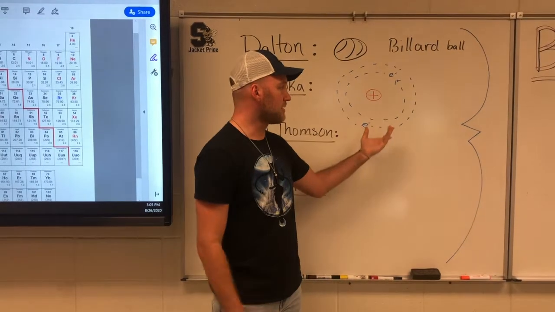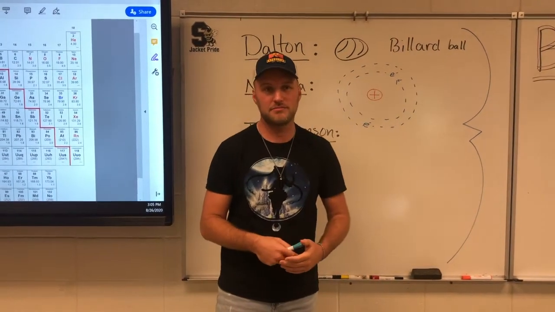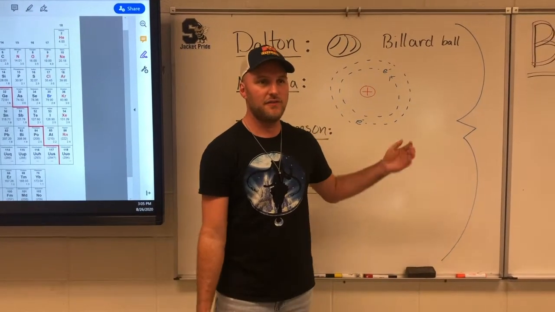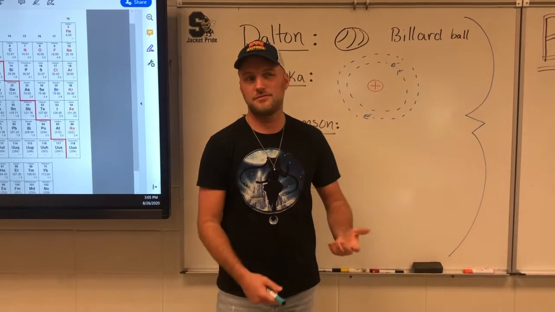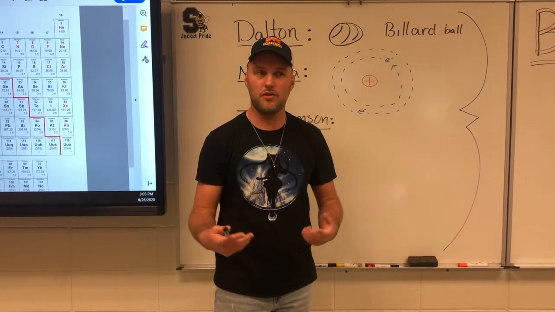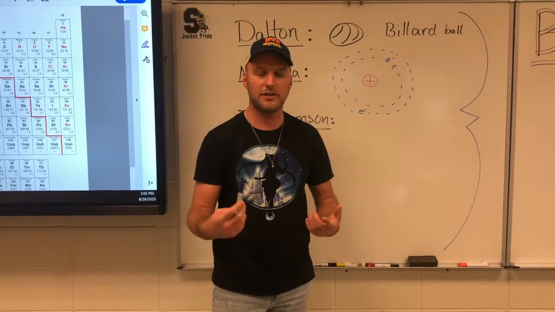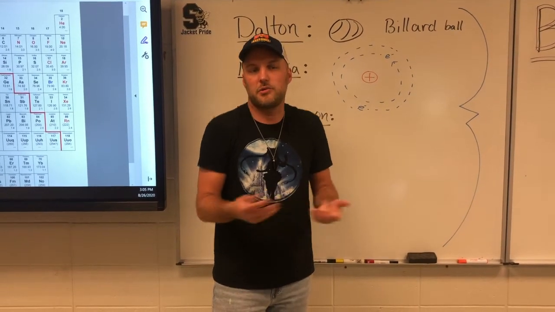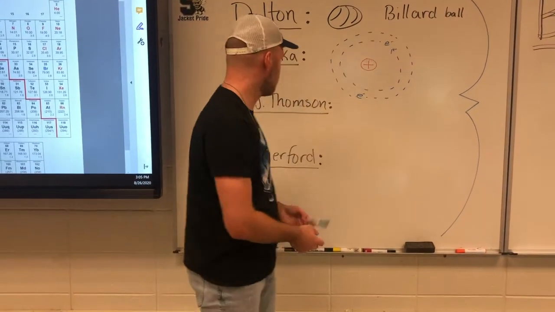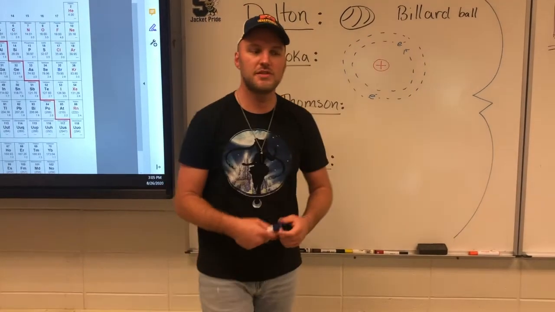So we know this model of the atom can't be right because things exist. If this were the way it really were, then there wouldn't be anything at all. The protons and neutrons would collide, electrons would collide with one another, and we would have no visible matter in the universe.